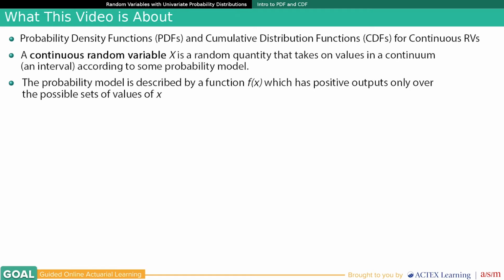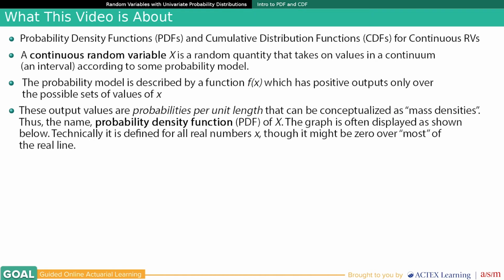This is a function little f of little x, which has positive outputs only over the possible sets of values of capital X. These output values, unlike the discrete case, are not probabilities. They're actually probabilities per unit length along the horizontal axis. They can be conceptualized not as masses, but instead mass densities. And again, this idea of a mass will make more sense when we talk about means later on. Thus the name, probability density function, PDF of capital X.